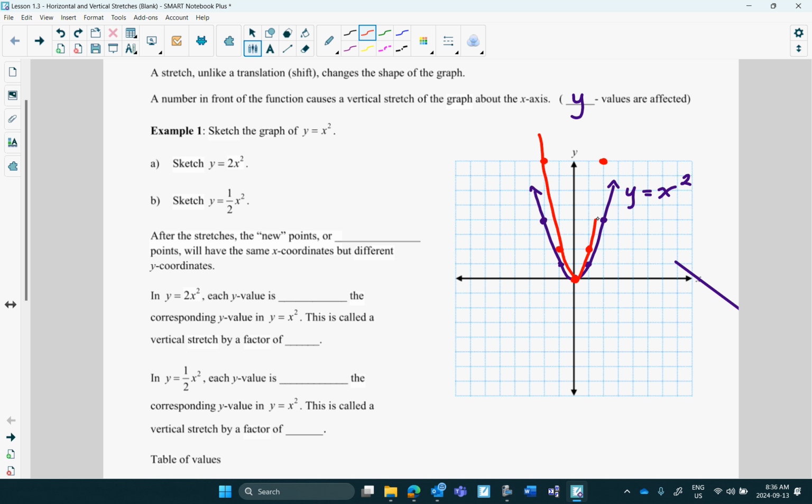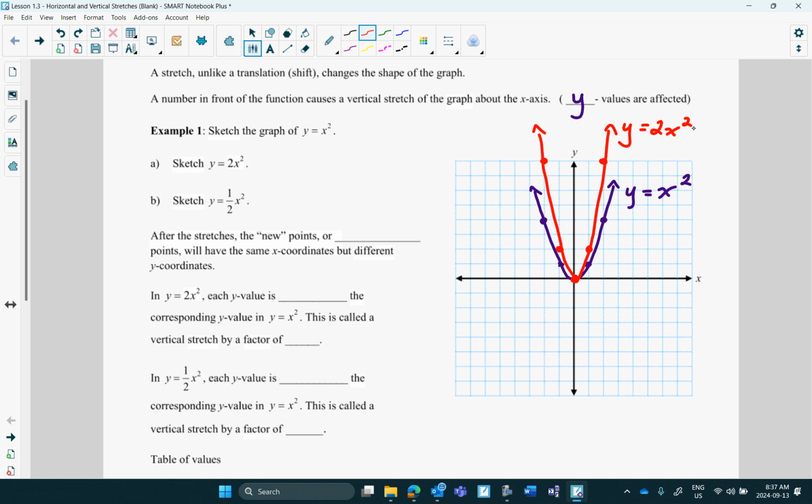We saw that the graph of x squared got narrower. So that's y equals 2x squared. But notice the x values stay the same. Here, the x value is at 1 from x squared. And then here, the x values are still 1, but it's the y values that doubled.